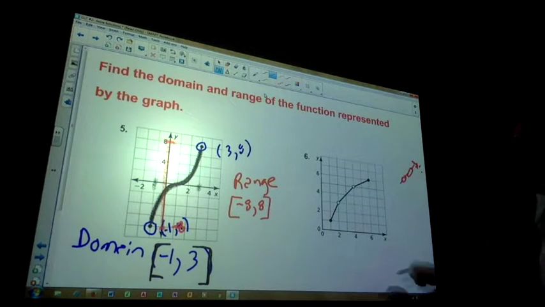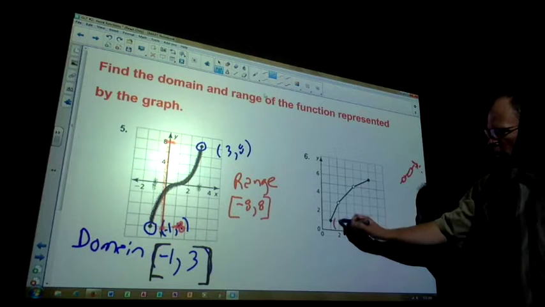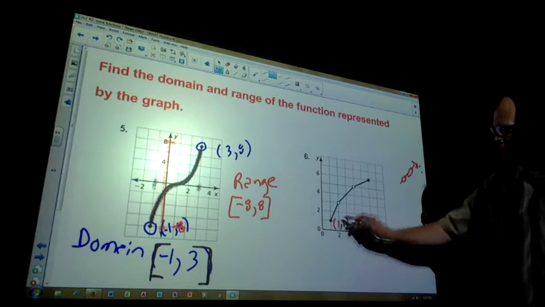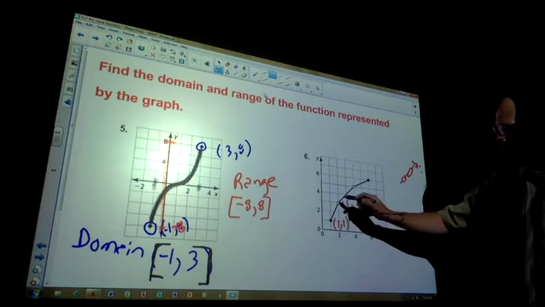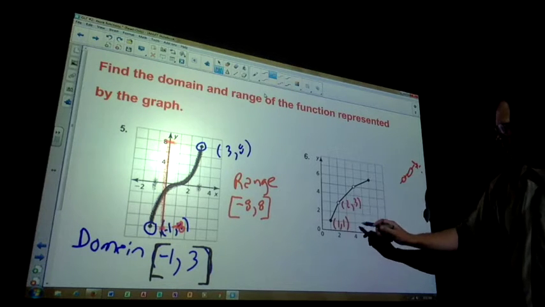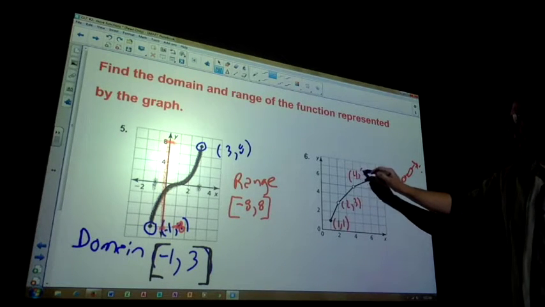Okay? So this point here is 1, 1. Agree? This point here is 2, 3. This point here is 4, 5.